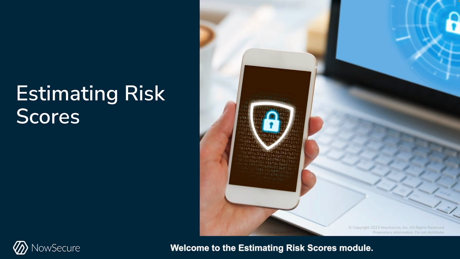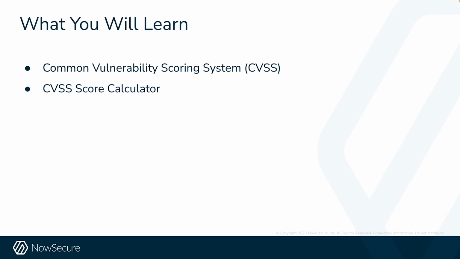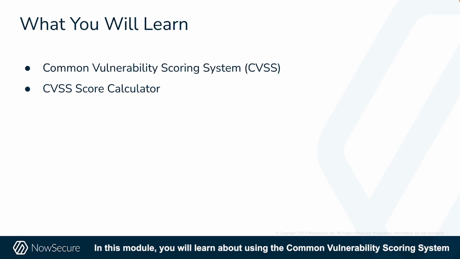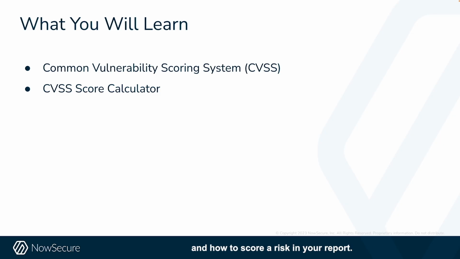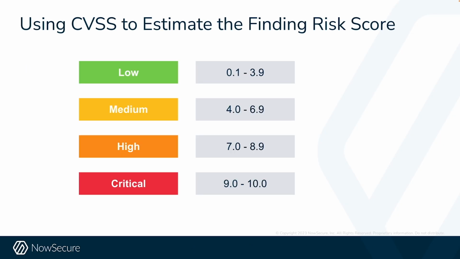The Estimating Risk Scores module. In this module, you will learn about using the Common Vulnerability Scoring System, or CVSS, to estimate the finding risk score, using the CVSS score calculator, and how to score a risk in your report. Every finding in your report will present a different level of risk to the security of the mobile app you are testing.